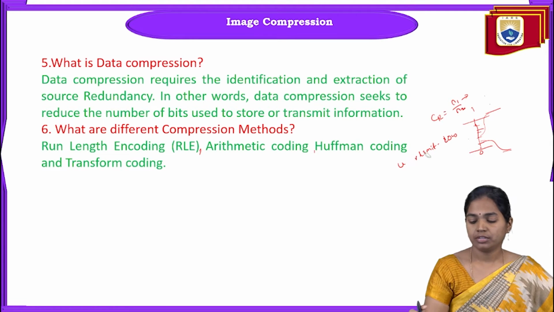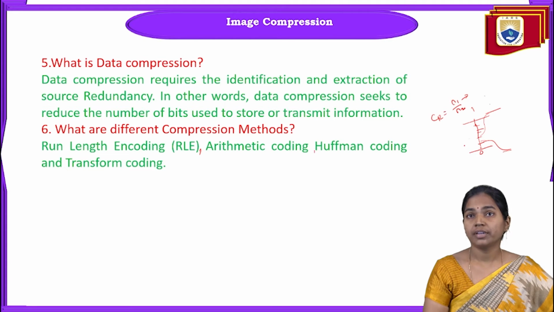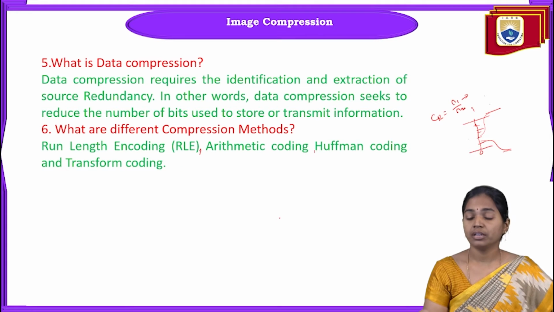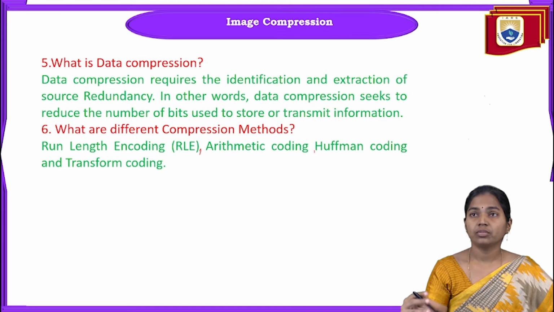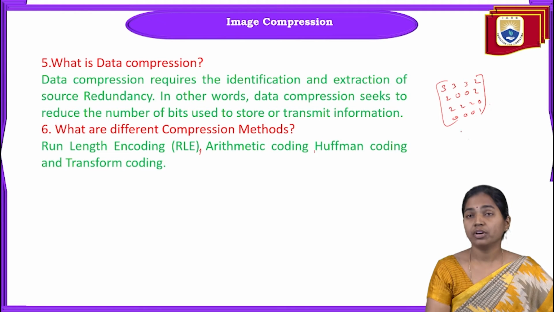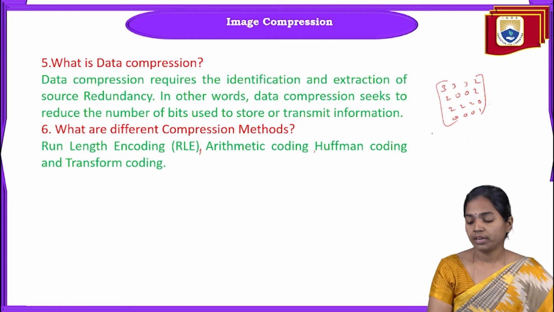Based on that, we calculate the arithmetic code. Now run length coding. For example, in this run length coding, the image is 3 3 3 2 2, 0 0 2 2 2 2, 0 0 0 1. How do we find the run length code for this image? First write it from top to bottom and left to right, in a sequence: 3 3 3 2 2 0 0 2 2 2 2 0 0 0 0 1.